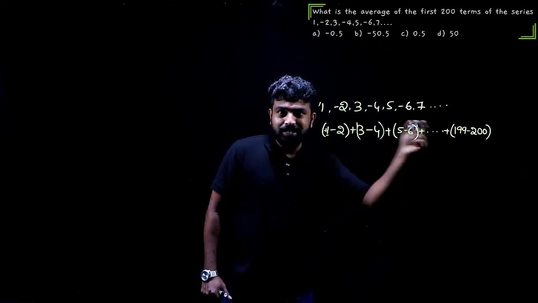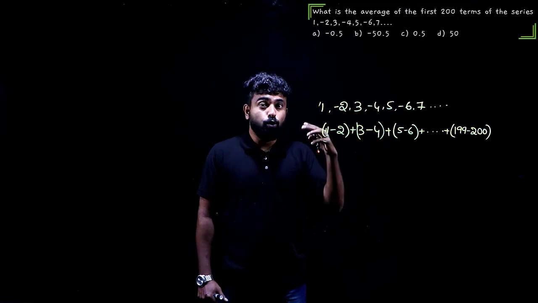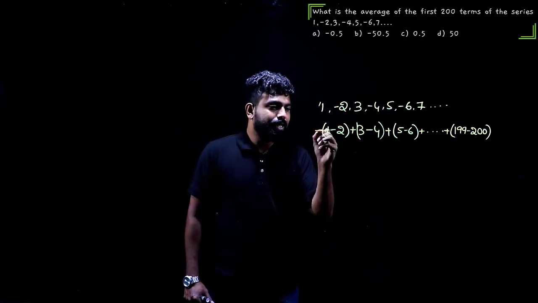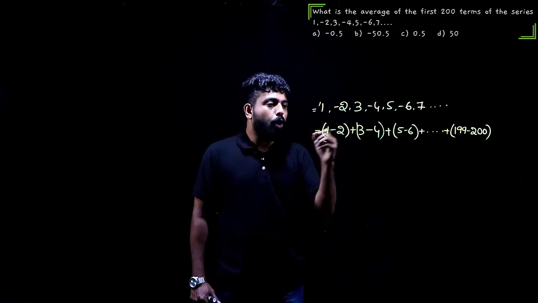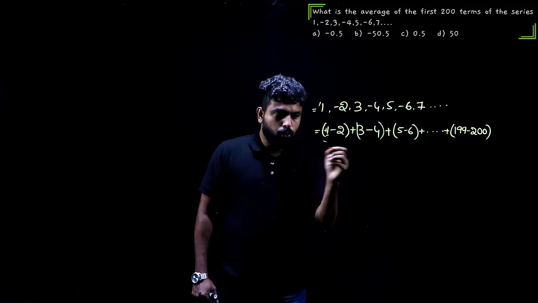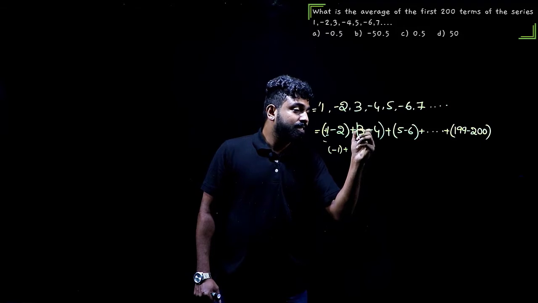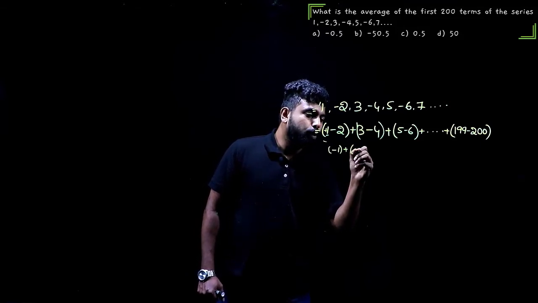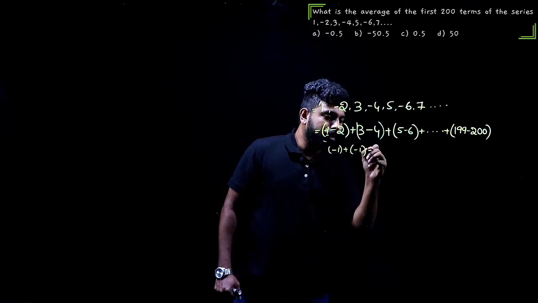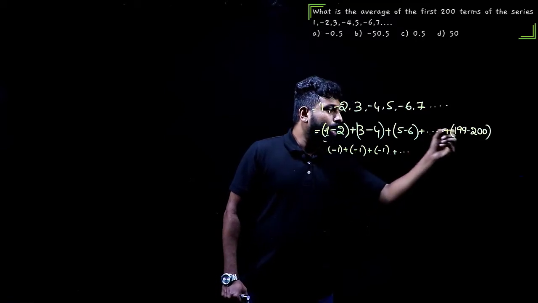So how many couples are there? To form one couple you need two terms. So there are 200 terms. So how many couples are there? There are 100 couples here. And what will be the value of each couple here? Let us see. Plus 1 minus 2 will be minus 1. Same way, plus 3 minus 4 will be again minus 1. Again, plus 5 and minus 6 will again be minus 1. So on till 199 minus 200.